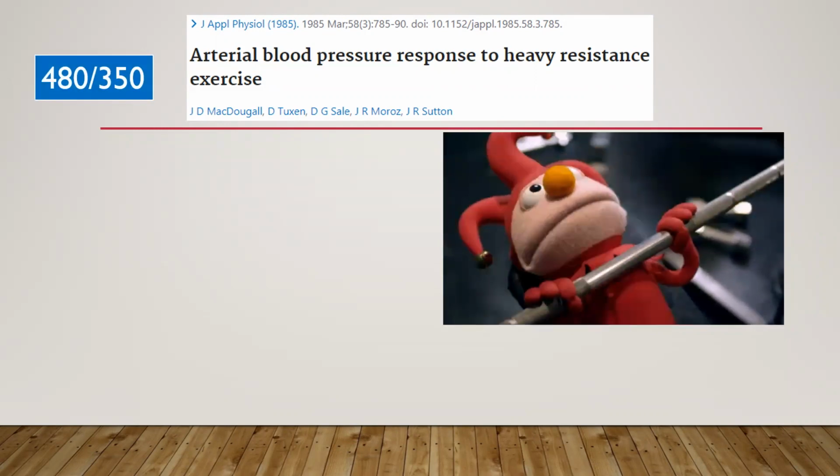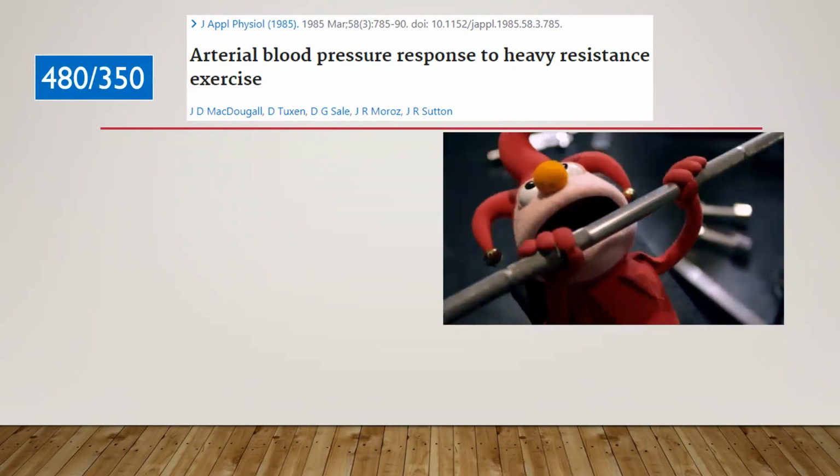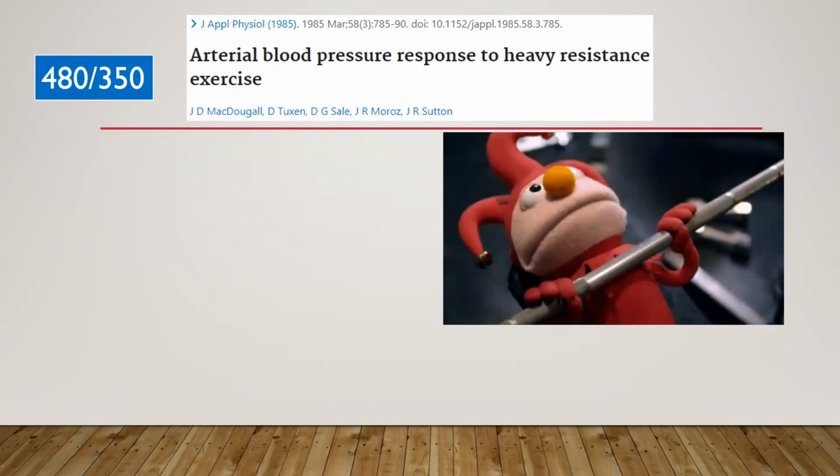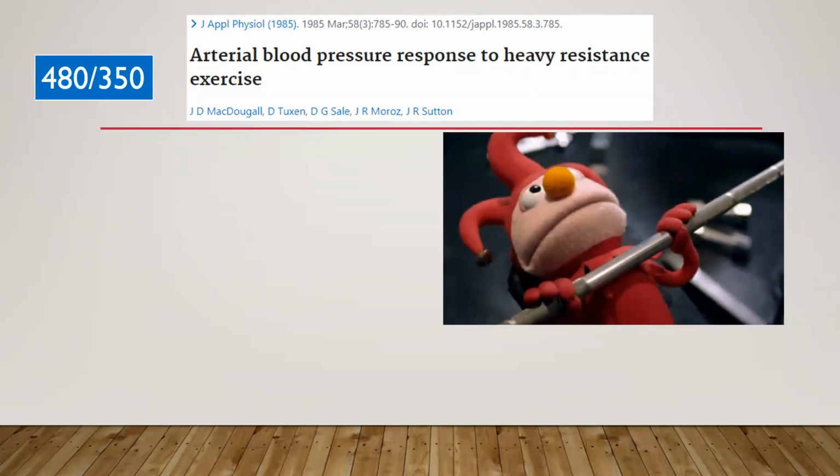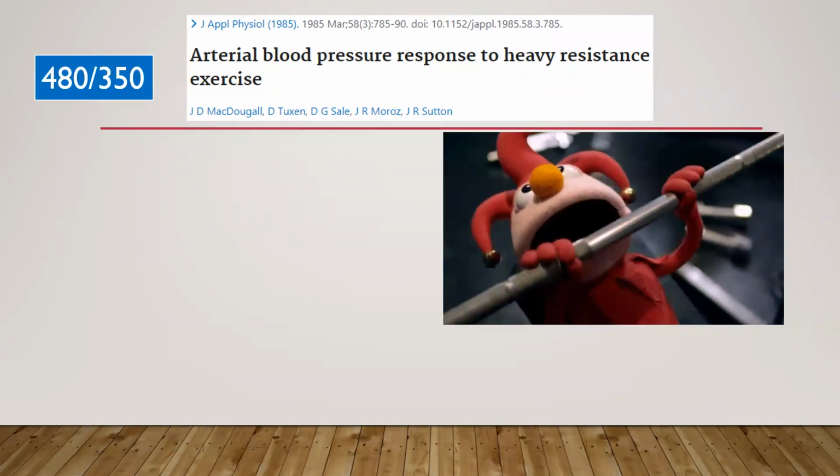So this is different than riding a bicycle, right? But it kind of just raises the question, is it really abnormal to raise your diastolic only by 20 or more? Again, these people were healthy and it's a different type of exercise.